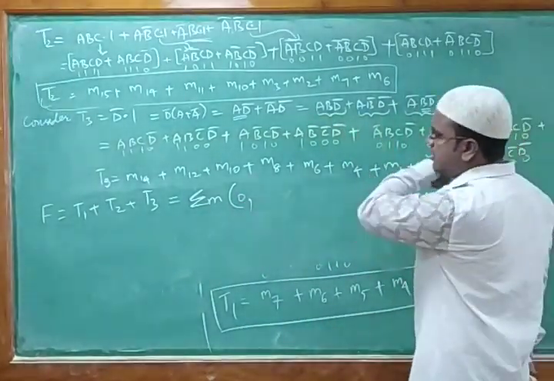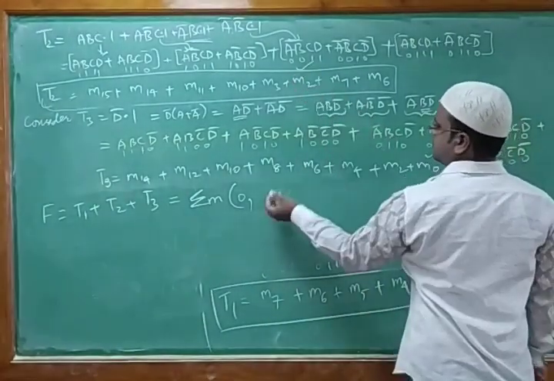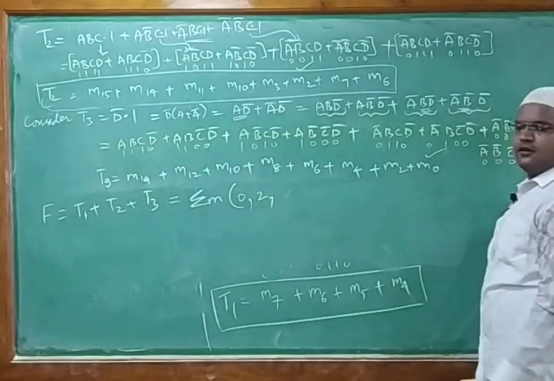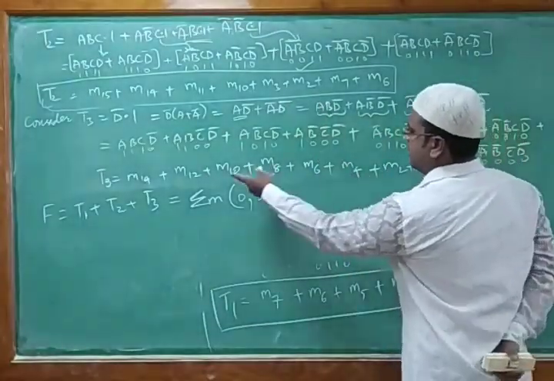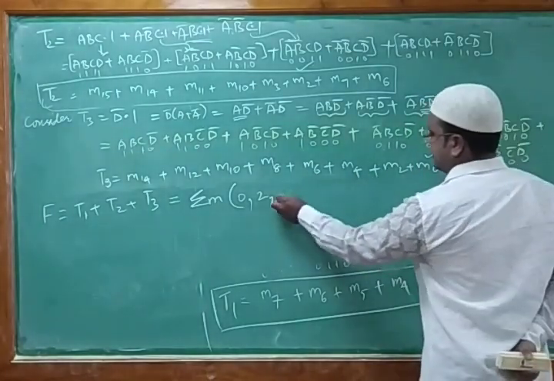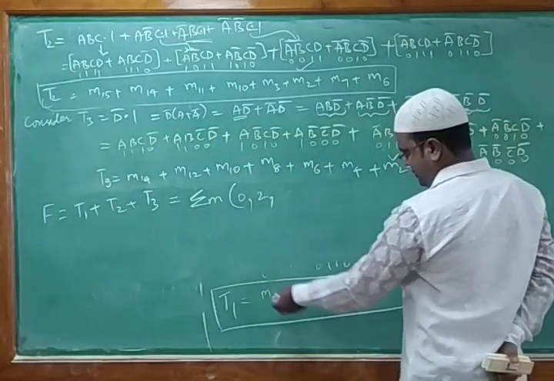Next is 1. Do we have 1 anywhere? 1? No. So 1 is not there. Next 2. Here is m2. So I can write 2. Next is 3. Do we have 3? So 3 is not there in this one. In this one do we have 3? No. So 2 is done. 3 is not there. Next 4. Do we have 4 in any term?